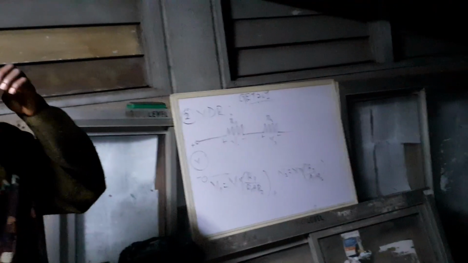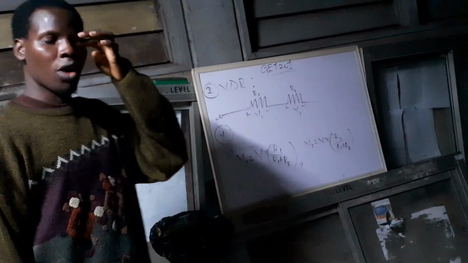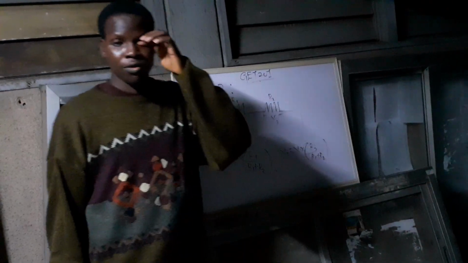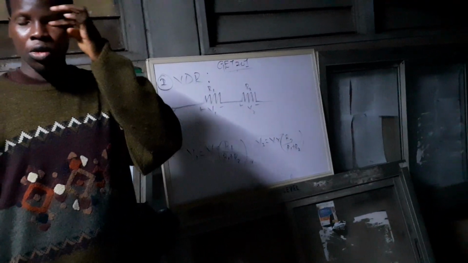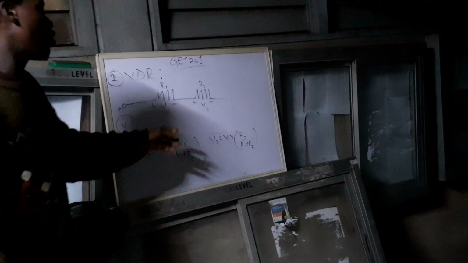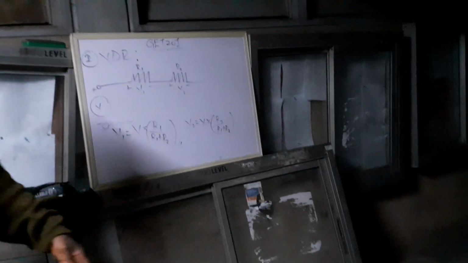On the quick, does the voltage divider rule really work only for series or for parallel? Only when you have resistors in series, because that's when they have different voltages. If you have resistors in parallel, they have the same voltage but different current. So there's no way you'll be dividing voltage.